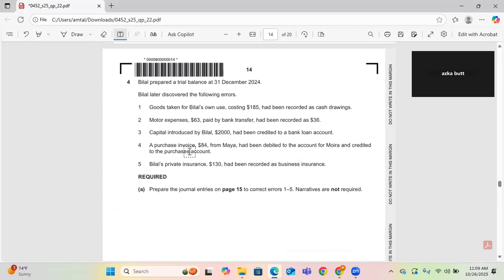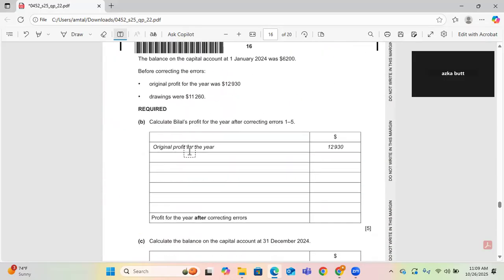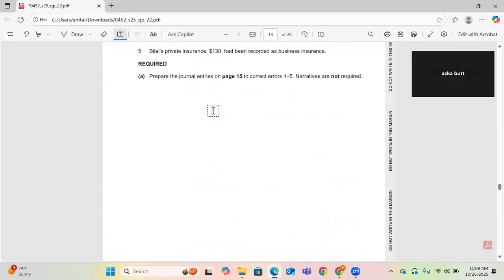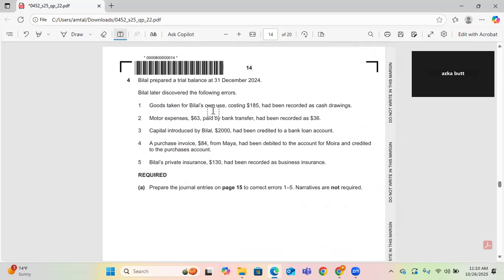Okay, as you can see, students, if you see the first error, goods taken for Bilal's own use costing 185 had been recorded as cash drawings. And that is 185. Okay, so after rectifying this, one second, okay, after correcting. It's also really important whether they are asking before correction or after correction.